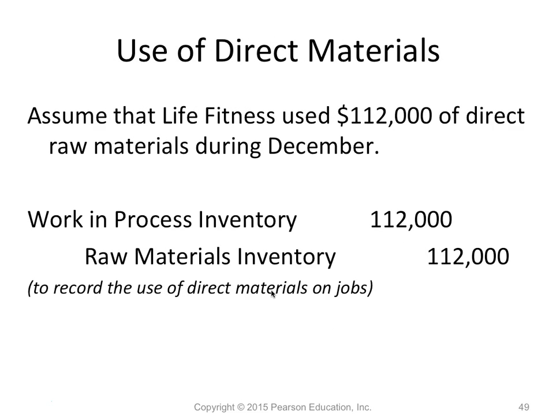And now assume that Life Fitness used $112,000 of direct materials during December. So we are going to move this raw material inventory into work in process inventory. So work in process inventory increases at the cost of $112,000, and the raw material inventory is going to drop by $112,000. It's assets, so an increase is a debit, and a decrease is a credit. So we have a debit and a credit on both work in process and raw materials.